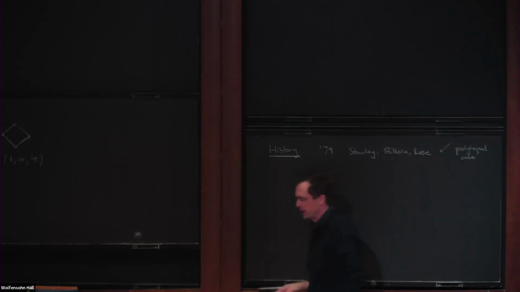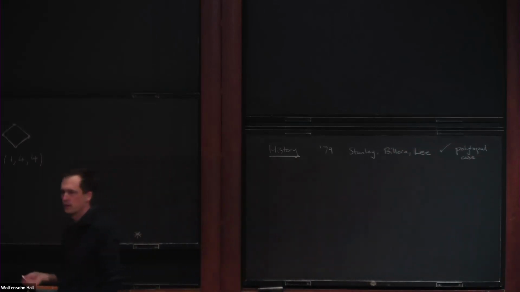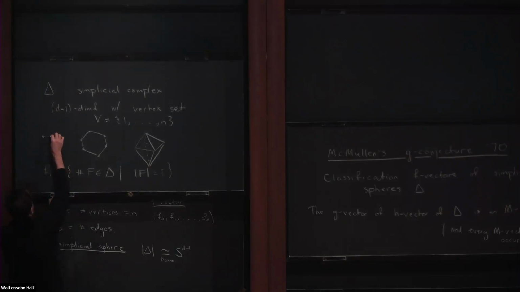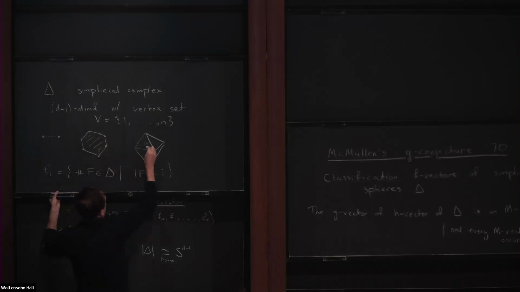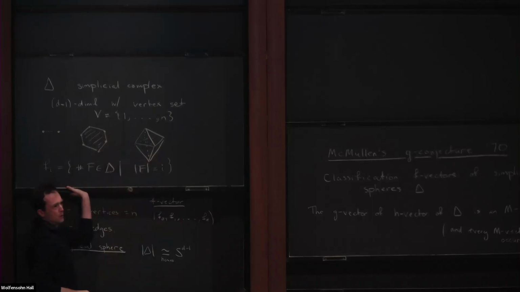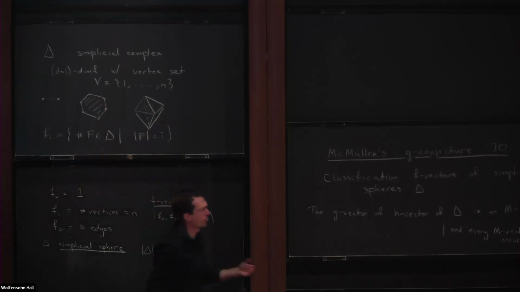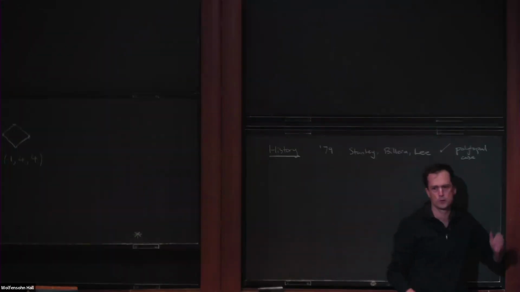So polytopic means that my sphere looks like it's naturally the boundary of a polytope. Notice in all these examples I gave you here, this is naturally the boundary of a polytope. Yeah, this one too. Okay. And when D is at most 3, every simplicial sphere can be realized in this way. So this is all examples.